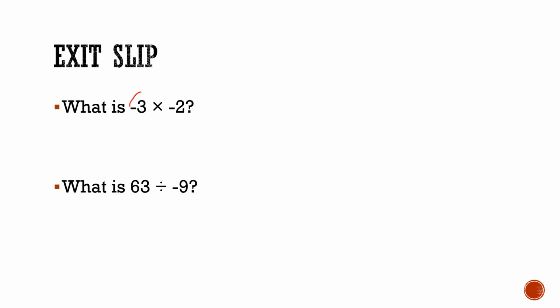So we're doing negative 3 multiplied by negative 2. A negative multiplied by a negative would give us a positive answer, and 3 times 2 is 6, so you should get positive 6.